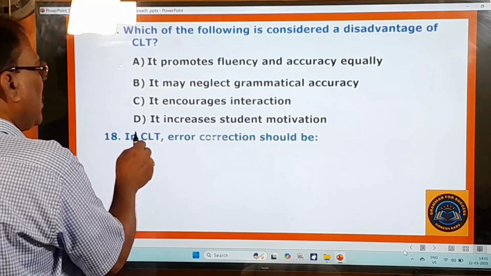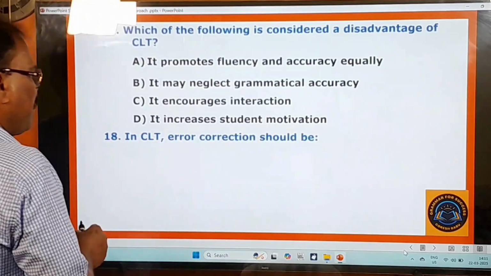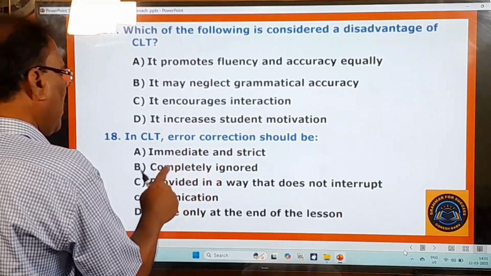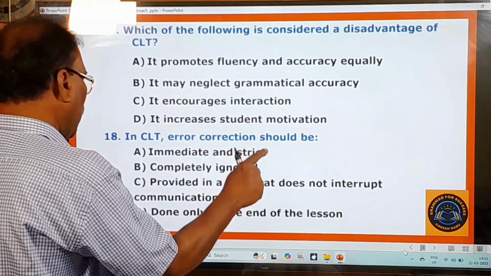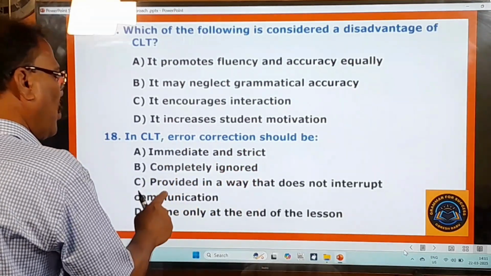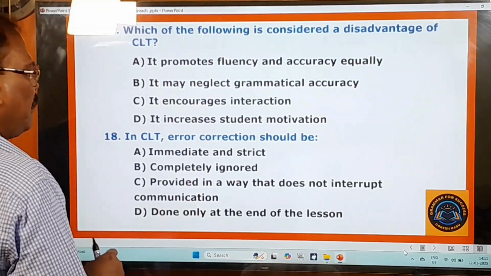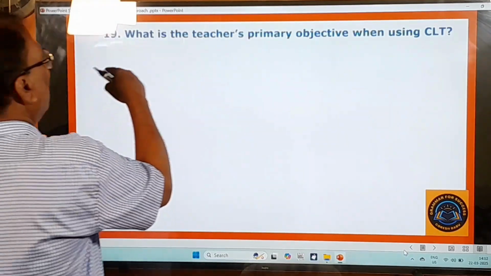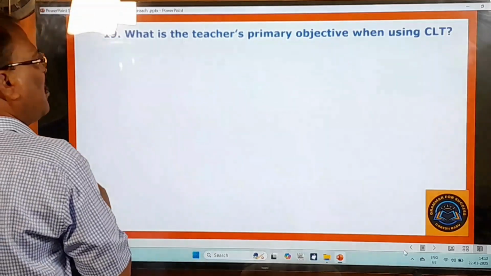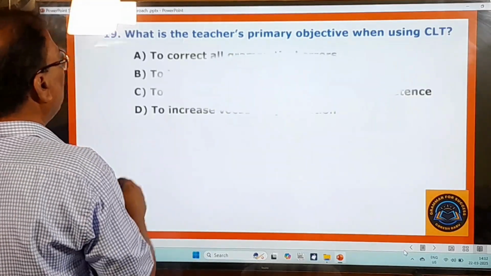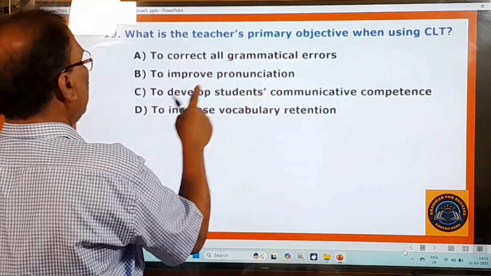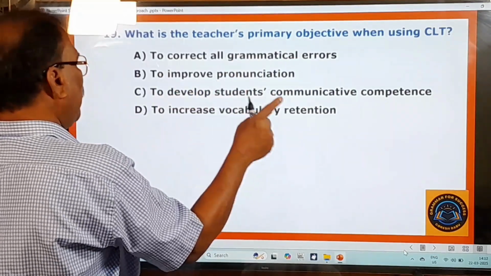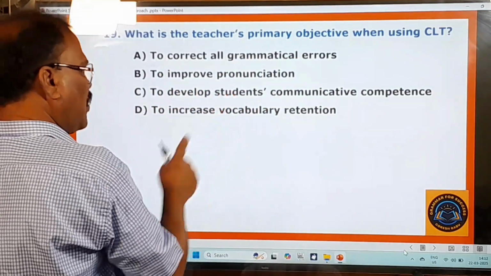18th question. In CLT, error correction should be immediate and strict, completely ignored, provided in a way that does not interrupt communication, done only at the end of the lesson. Now you move on to the last set of questions. 19th question. What is the teacher's primary objective when using CLT? To correct all grammatical errors, to improve pronunciation, to develop students' communicative competence, to increase vocabulary retention.